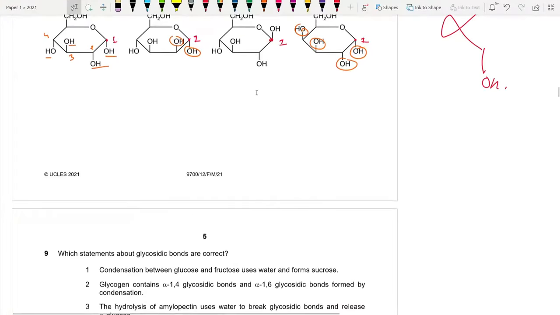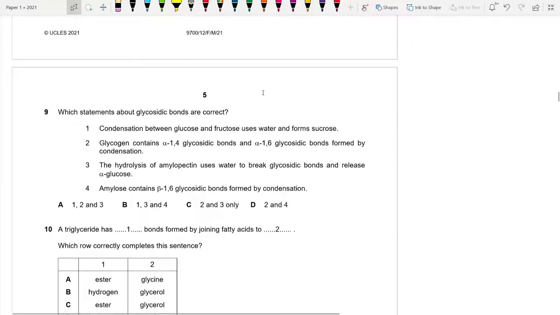Okay. Moving on to 9. Which statements about glycosidic bonds are correct? Condensation between glucose and fructose uses water and forms... No, condensation does not use water. It gives off water. One is wrong. It's between C and D.